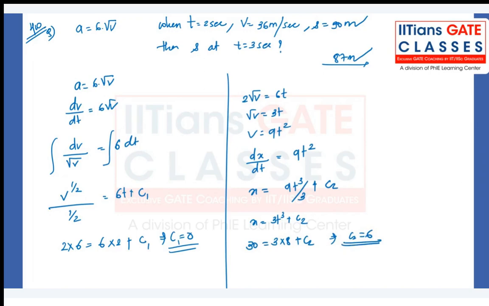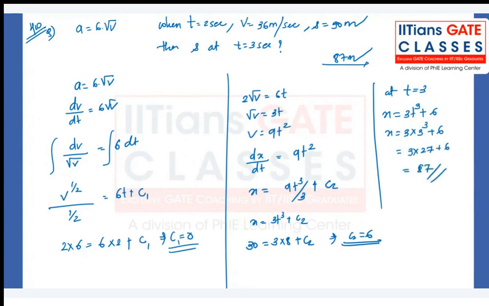Now x at t equal to 3, let's calculate it. At t equal to 3, x is equal to 3t^3 plus c2, which is 6, as we have just calculated. So x is equal to 3 into 3 cubed plus 6, so 27 plus 6, and that is equal to 87. Okay, is it clear to you all?